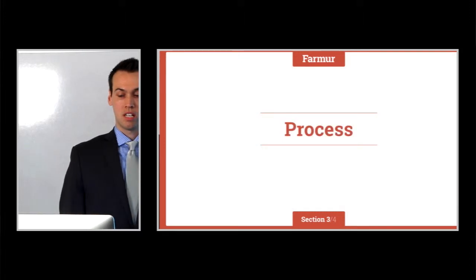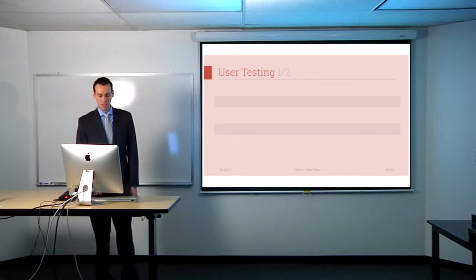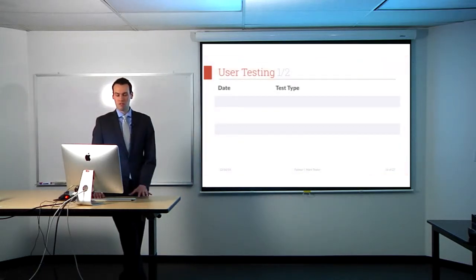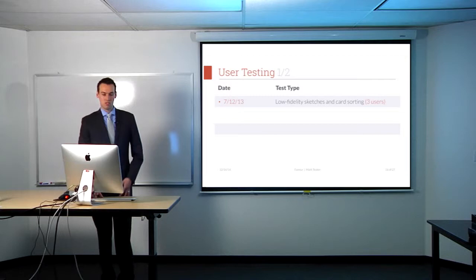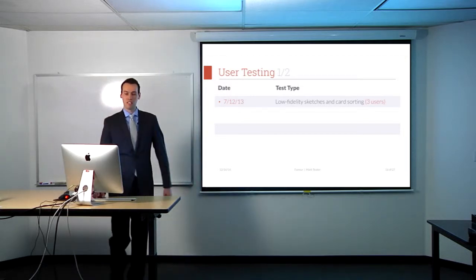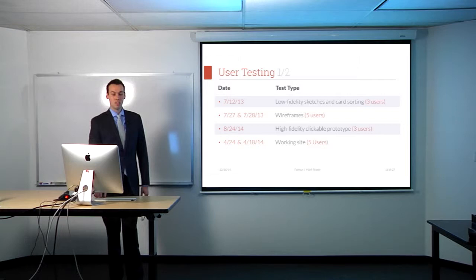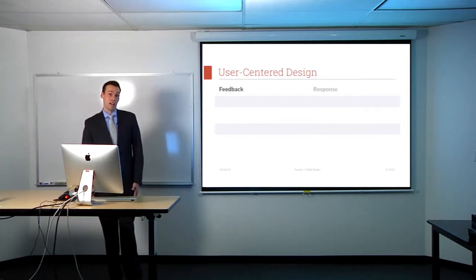Just to continue, I'll talk a little bit about my process. Basically, I went through lots of user testing, 4 different phases, with the end goal of trying to make Farmur a better product. These are different versions of testing that I did. I started with low fidelity, did some wireframes, also some high fidelity, a clickable prototype, and then a working site. But all along the way, I was learning a lot about Farmur and how to improve it.